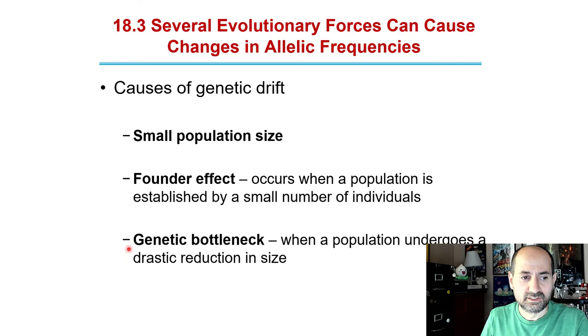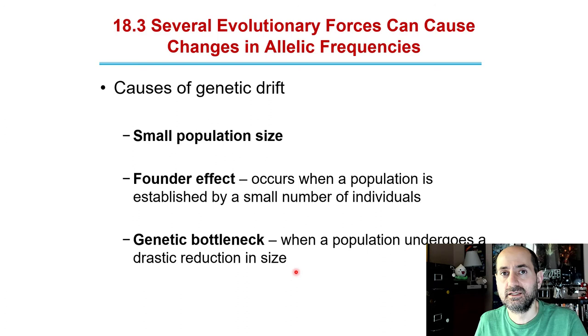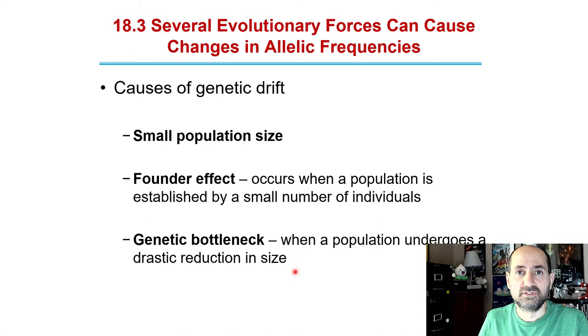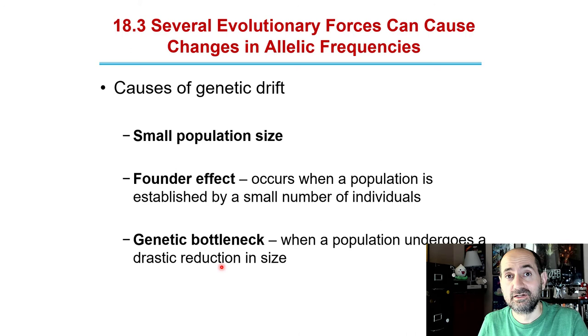Another example of what causes genetic drift is genetic bottleneck. Bottleneck is when a population undergoes a drastic reduction in size. So let's say there is a massive fire and that kills off most of some kind of monkeys, right? The monkey population due to a massive fire. And now you have a genetic bottleneck where the surviving 1% of monkeys makes up the population, right? Again, the founder effect and the bottleneck effect effectively accomplish the same thing, don't they? They limit the population to a small size.